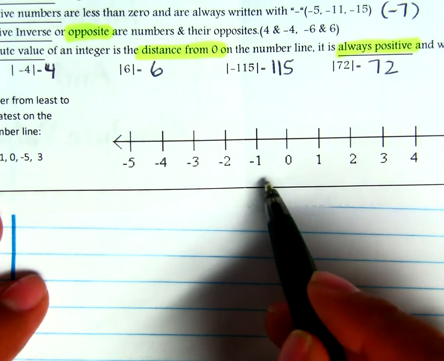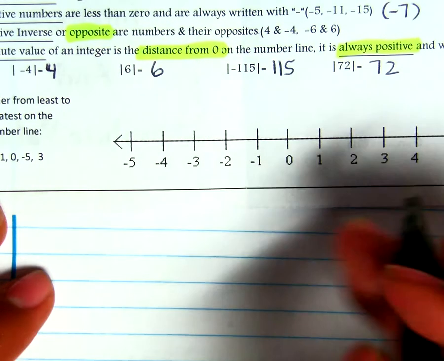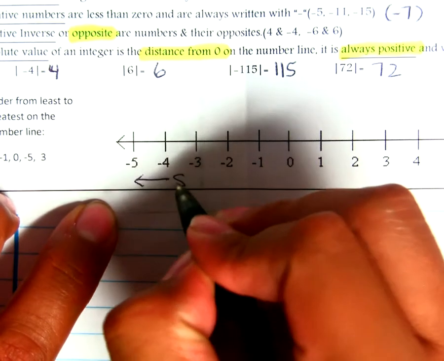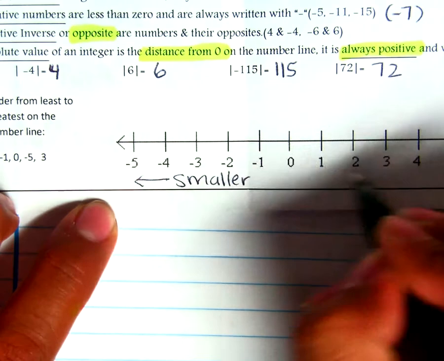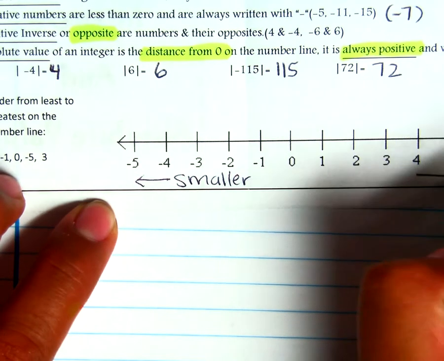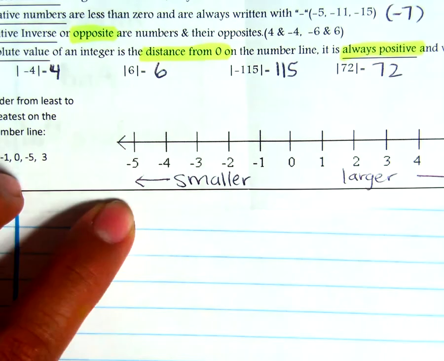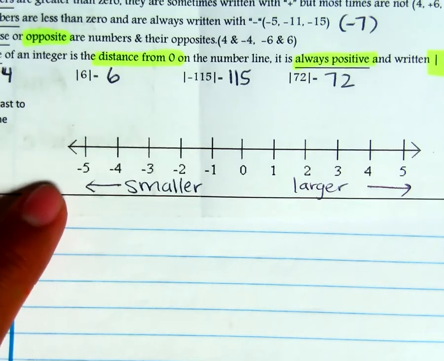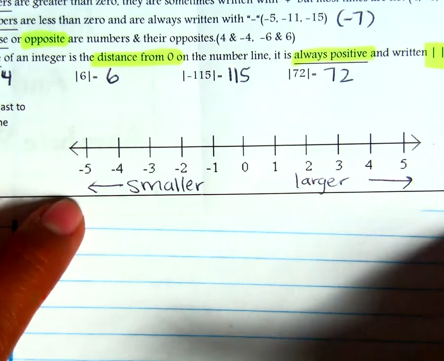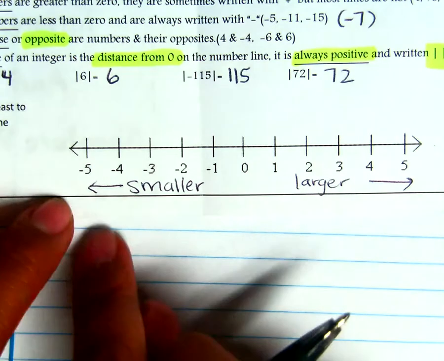What happens as we go down to the left? It gets smaller. So you can write smaller. And as we go to the right, what happens? Becomes greater. Bigger or larger? Smaller, greater, larger. So as we go to the right, numbers get bigger. As we go to the left, they get smaller.